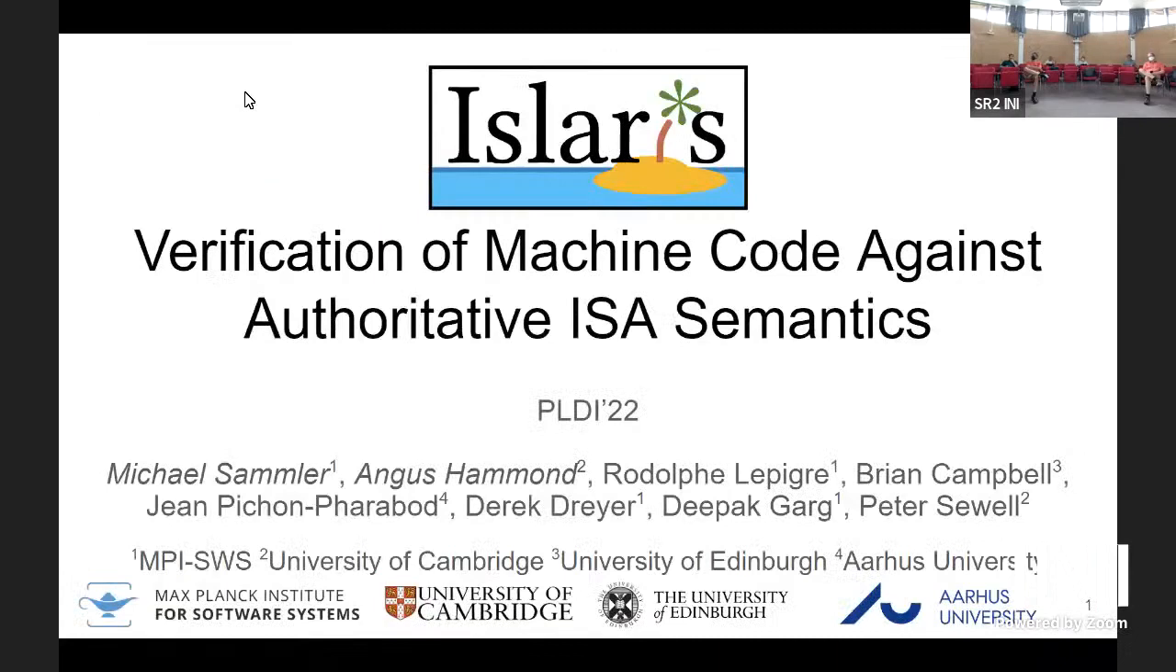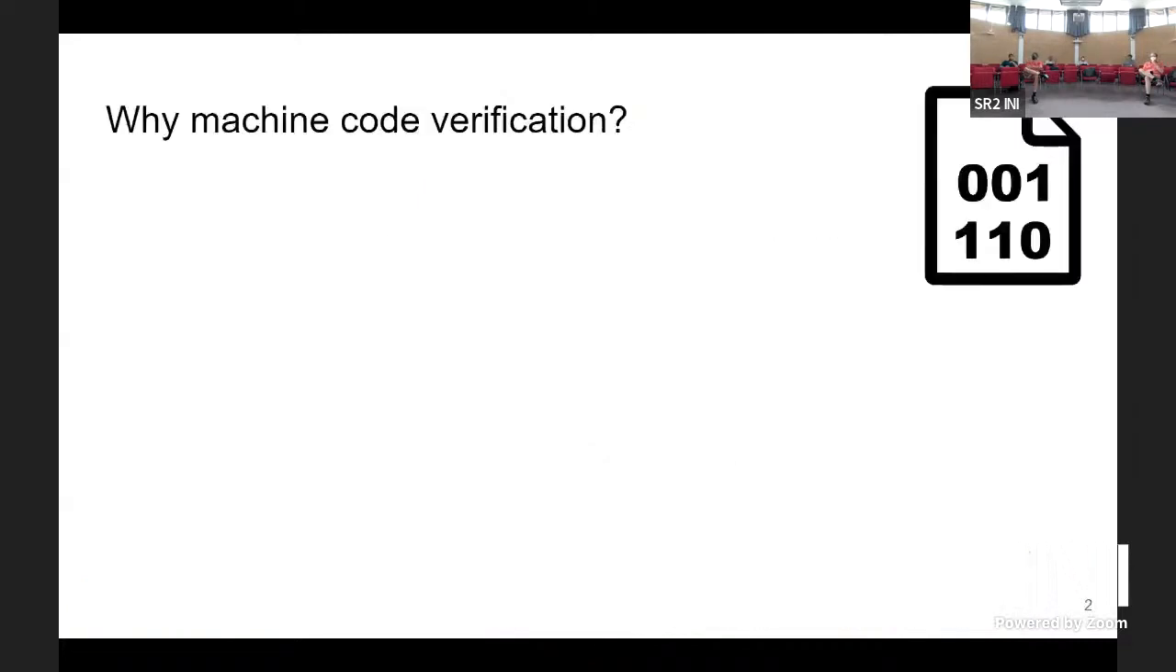I'm Angus, and we're talking about Islaris, which is a tool we've been working on for doing formal verification of machine code with respect to real architectural semantics. So the first question is, why do we want to do verification against machine code? Why not just live in some high-level language where verification is more straightforward?